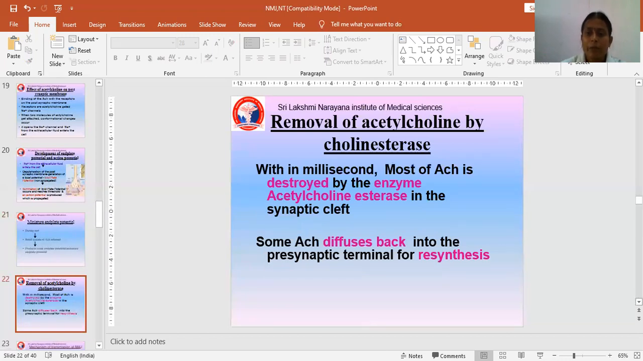The next step is removal of acetylcholine by cholinesterase. Within milliseconds after release, most of the acetylcholine is destroyed by the enzyme acetylcholinesterase in the synaptic cleft. Some of the acetylcholine diffuses back into the presynaptic terminal for resynthesis.